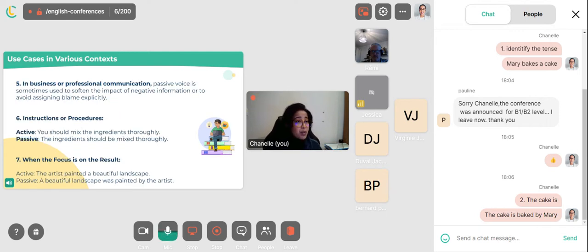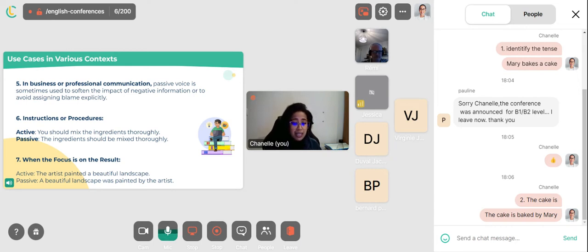We also use the passive voice in business or professional communication. For example, passive voice is sometimes used to soften the impact of negative information or to avoid assigning blame explicitly. So again, it is used when we would like to talk about something in general, but we do not want to direct it at someone.